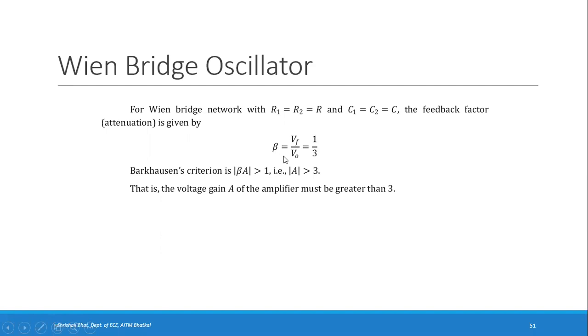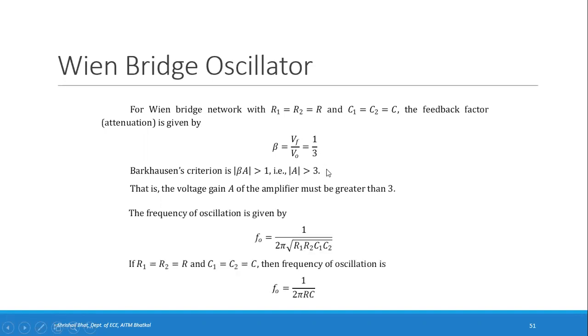So you know Barkhausen's criterion: the magnitude of beta A should be greater than 1. If beta is 1 by 3, the magnitude of A by 3 is greater than 1. In other words, A should be greater than 3. So what does this A stand for? A is the gain of the amplifier. That means in the case of a Wien bridge oscillator, the amplifier gain should be greater than 3.